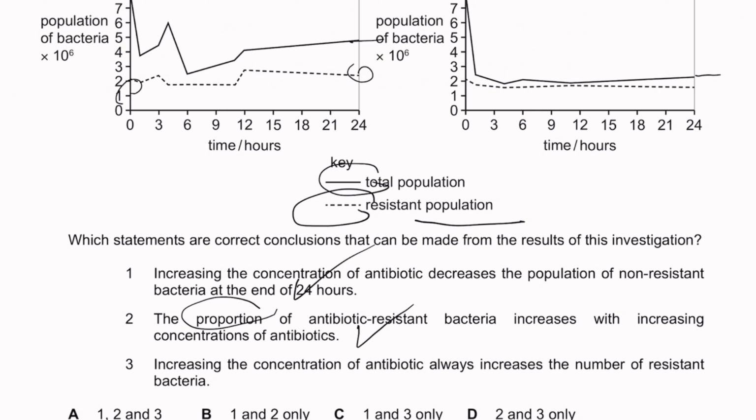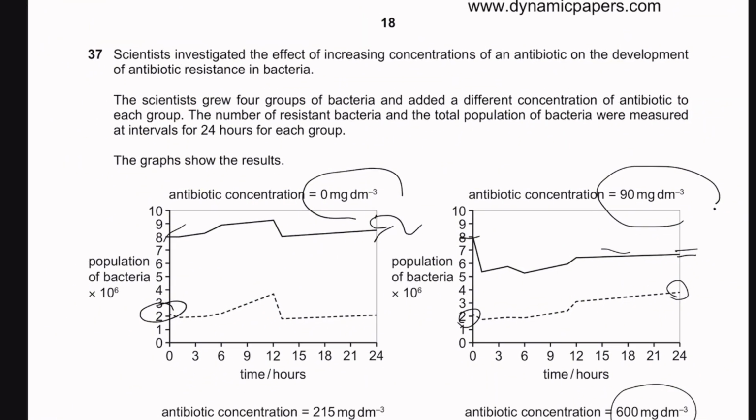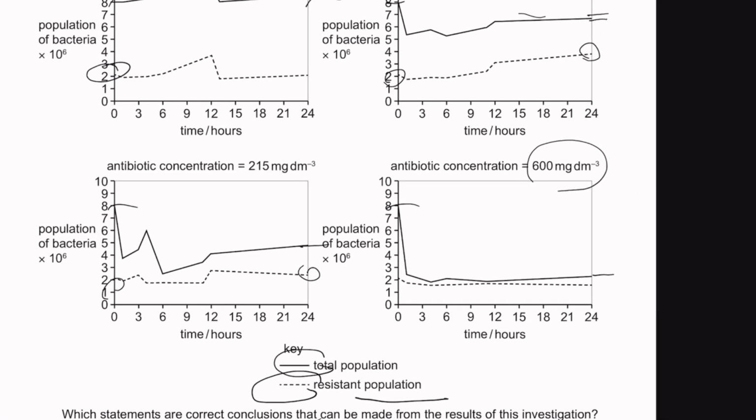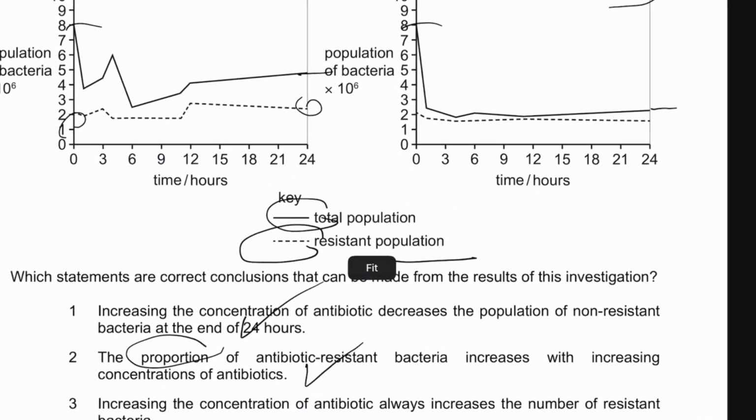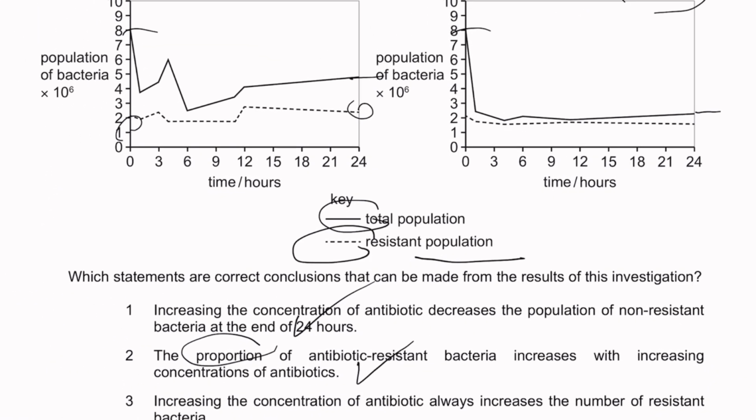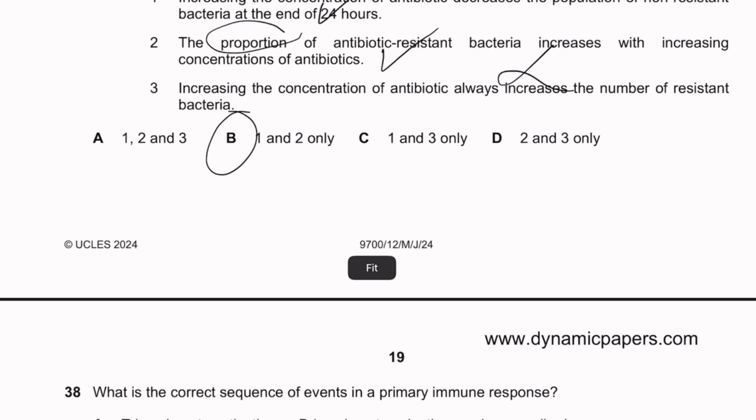Increasing the concentration of antibiotic always increases the number of resistant bacteria. Not necessarily always. Let's see all the options. Increasing the concentration of antibiotic always increases the number of resistant bacteria. I mean, you could see how all of the population is always at 2 and doesn't really increase much. It's just that the proportion of the total population is almost entirely resistant now. So no, I would not really pick 3 as my answer. I would say 1 and 2 only.